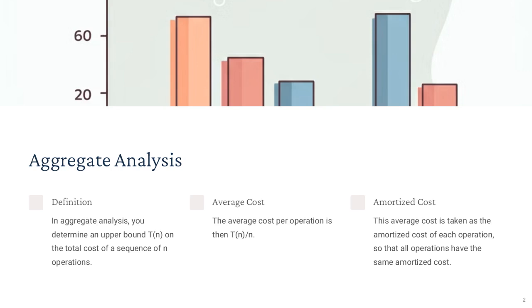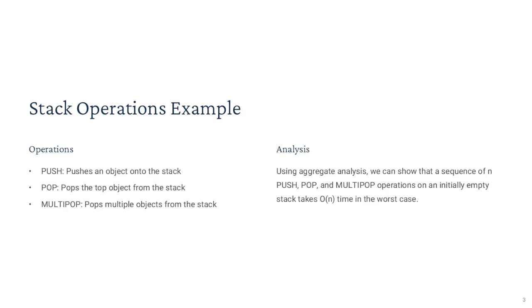This approach is particularly effective when the operations in the sequence are uniform or can be analyzed collectively. Aggregate analysis simplifies the process by avoiding the need to analyze each operation individually. Stack operations provide an illustrative example of aggregate analysis. Consider three operations: push, which adds an item to the stack; pop, which removes the top item; and multipop, which removes multiple items at once.